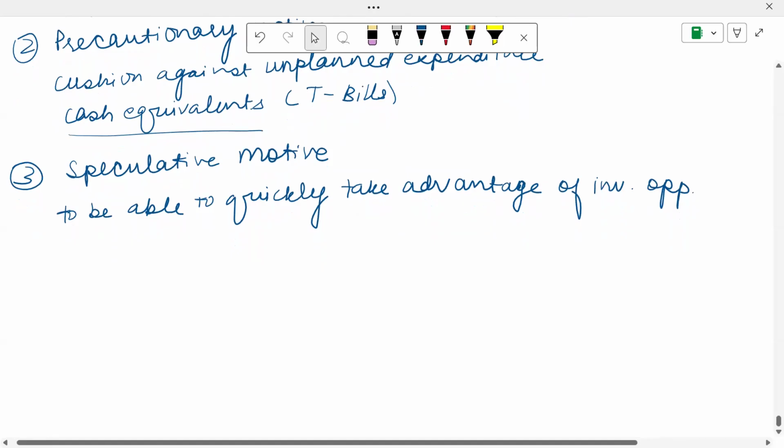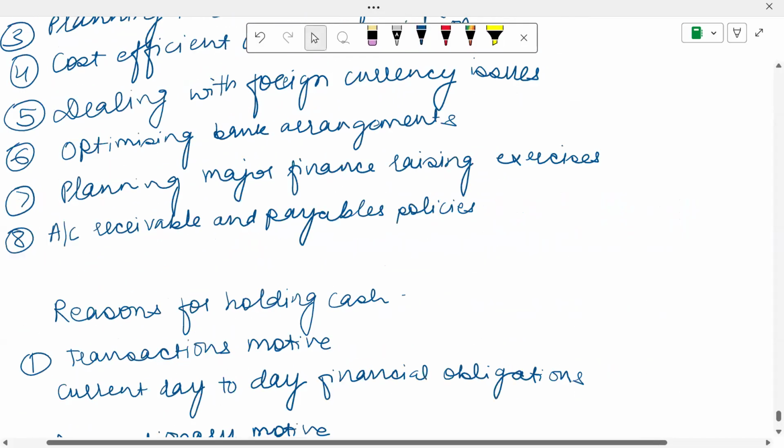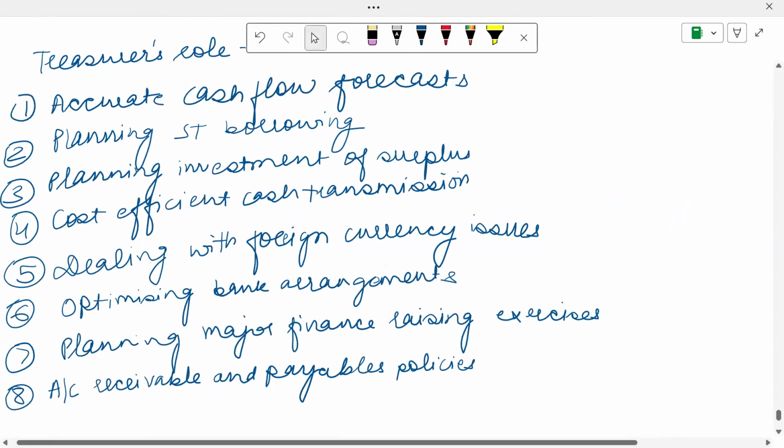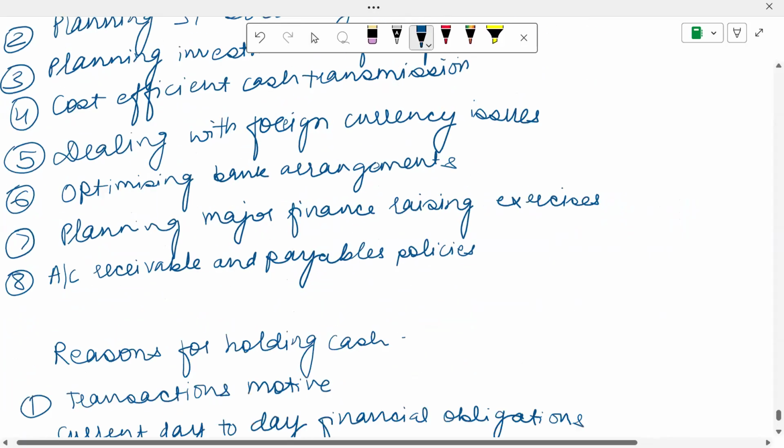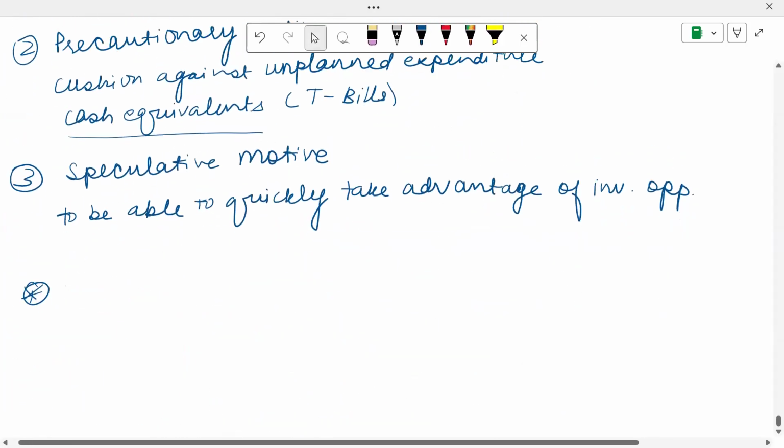Then when we talk about the treasurer's role, we said that he has to give an accurate cash flow forecast. So how can forecasts and budgets be prepared? So, cash flow budgeting.